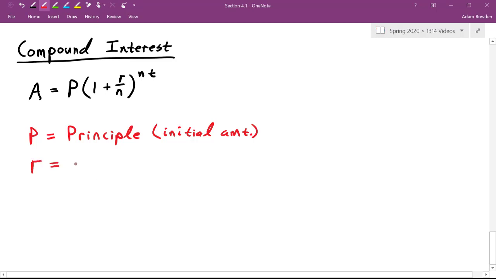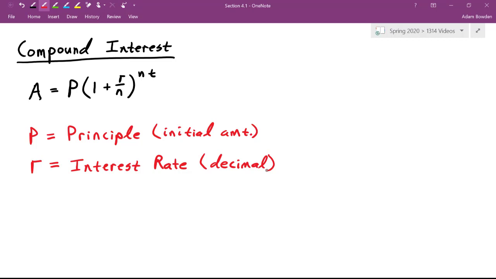R stands for the interest rate. This is how much is being earned in interest. And the thing to make sure to know about the interest rate is that when we use it in a calculation, it needs to be in a decimal. Usually interest rate is given as a percentage, but we always change it into a decimal before we use it.